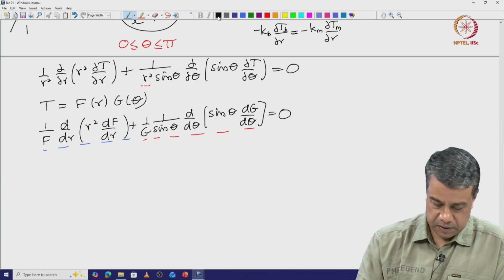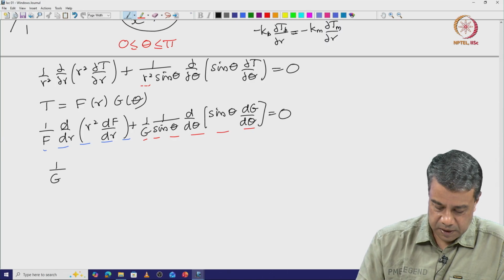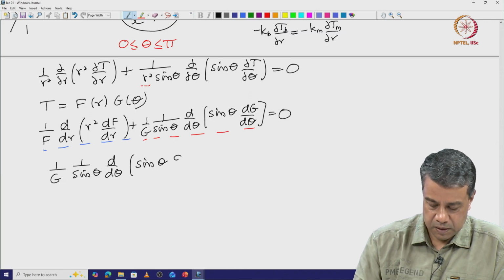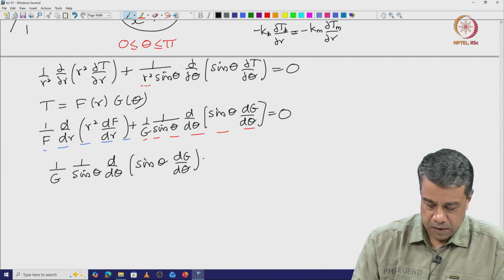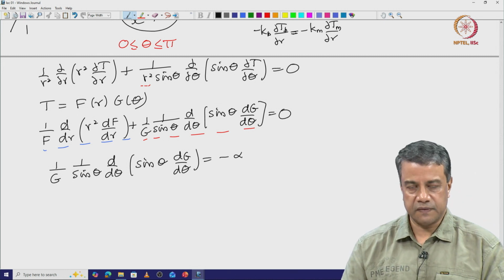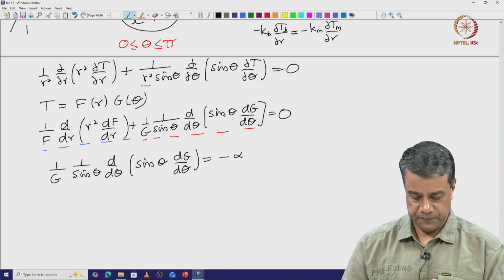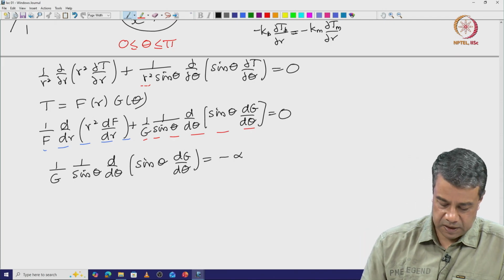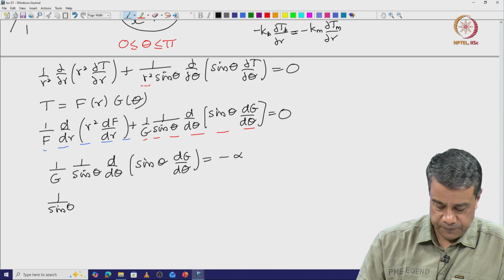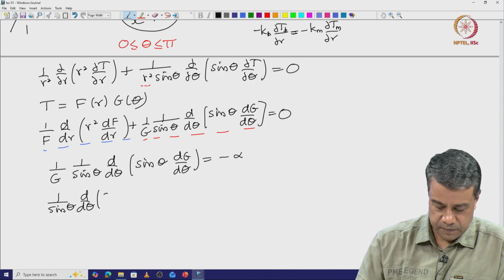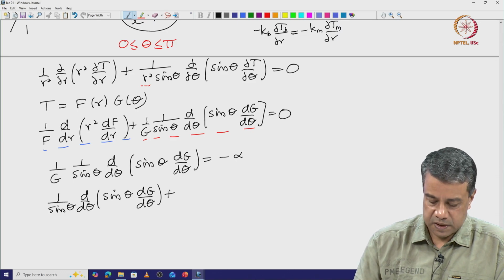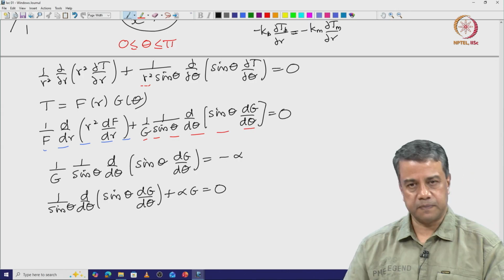Therefore, you would expect the constant to be negative in the theta direction, minus alpha, where alpha is a positive number. Alternatively, multiplying throughout by g and taking the terms to the left side, I can write this as 1 over sin theta d by d theta of sin theta dg by d theta plus alpha g is equal to 0.